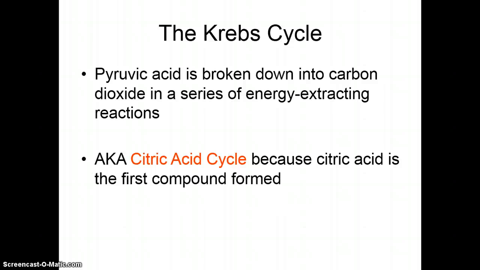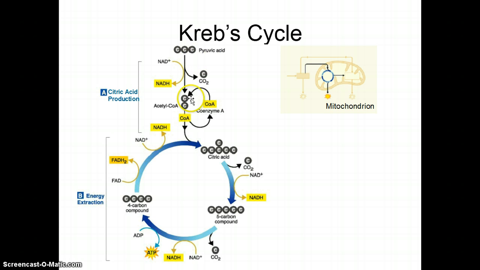So the pyruvic acid will enter into the mitochondria, where it will be broken down into carbon dioxide, which is a waste product, which is why we breathe out carbon dioxide, as well as citric acid. So you see here the pyruvic acid enters, and it is broken down into carbon dioxide. So you see here where the pyruvic acid is making citric acid.